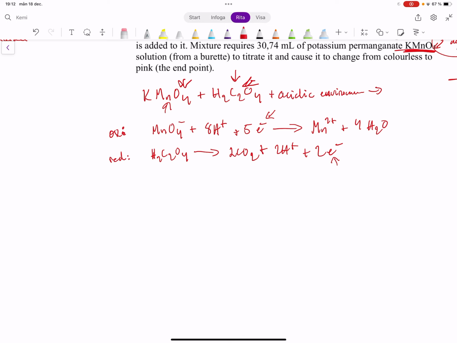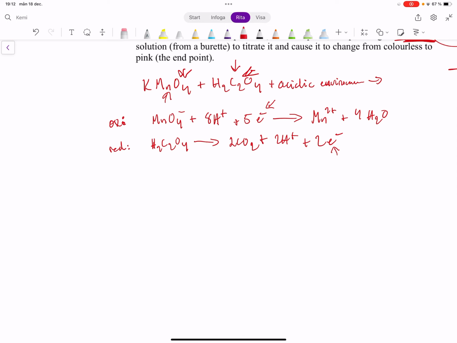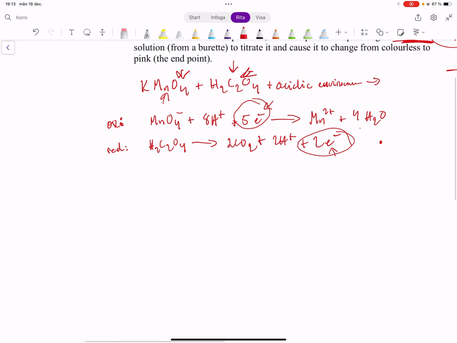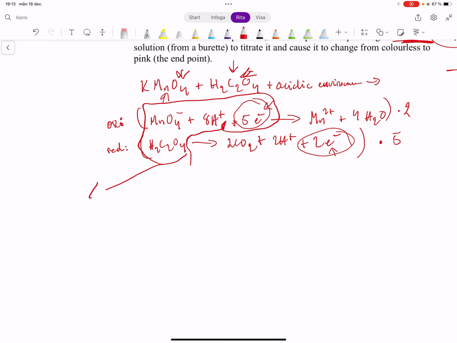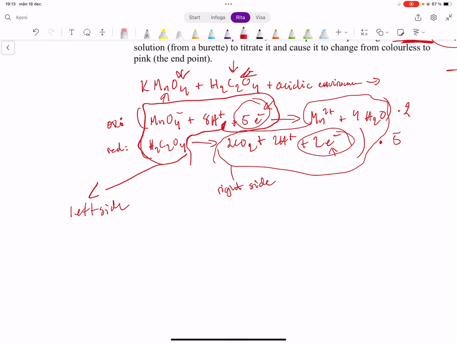So what we do now is look at the electrons. We have 5 electrons here, we have 2 electrons here. So this means that we have to multiply everything here by 5, and everything here by 2. After that, this side will become the left side, and this will become the right side of the new equation when we balance.